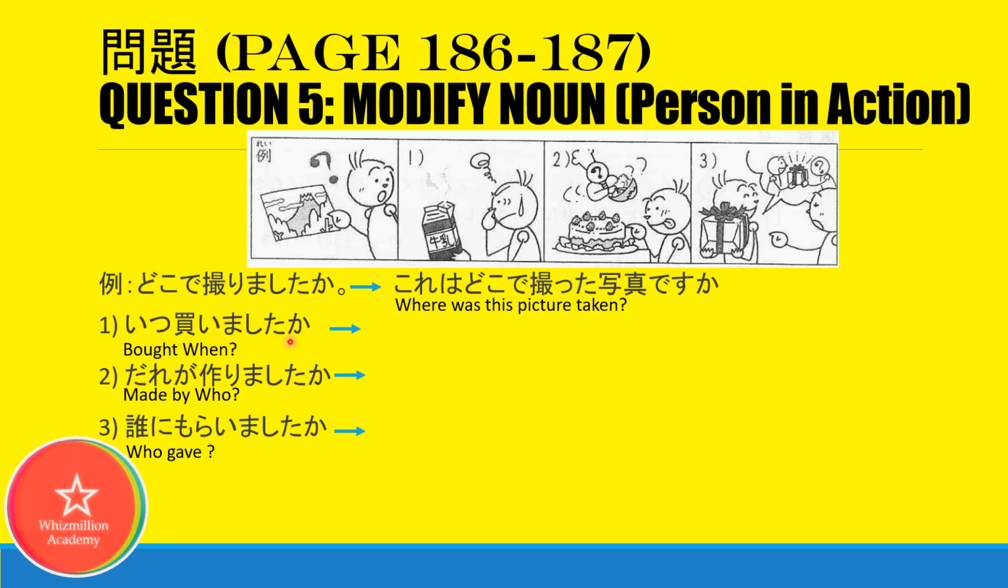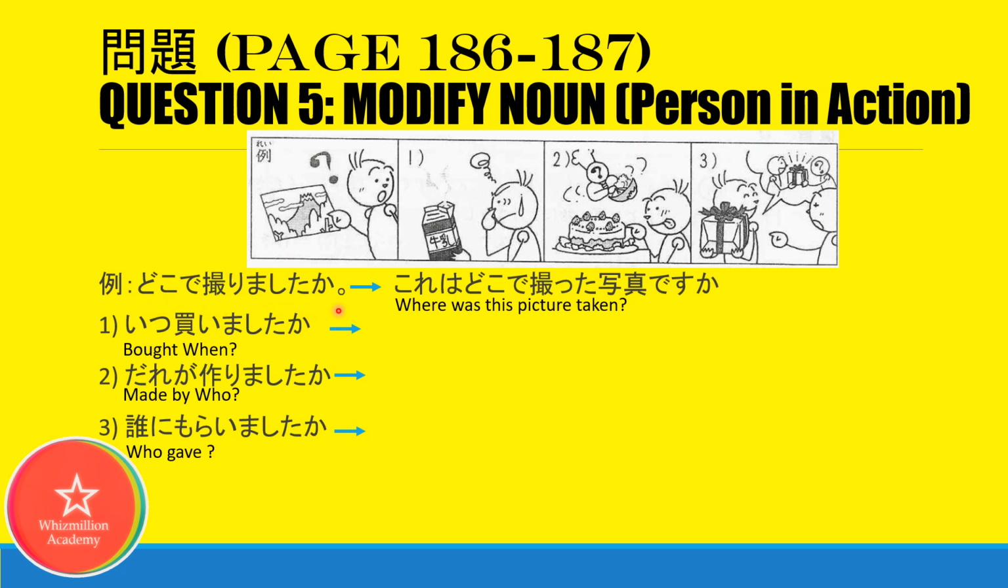Itsu kaimashita ka? When was it bought? Dare ga tsukurimashita ka? Who made this? Who made it? Dare ni moraimashita ka? Who gave it? Alright, so we're supposed to combine these questions and the hints that we got from the photo, from the image. Alright, so let's see example 1.